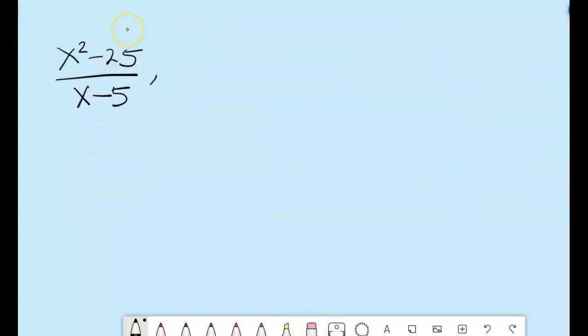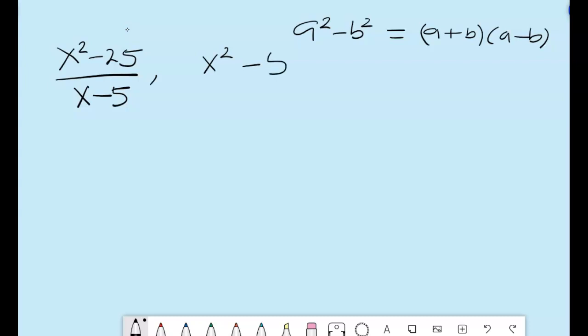So let's look at the difference of two squares, which is a squared minus b squared is always equal to a plus b and a minus b. That's the difference of two squares. We can also use that. So here we can write this as x squared minus a number squared that will give us 25, which is 5. So 5 right here. Then we have our x minus 5 here.